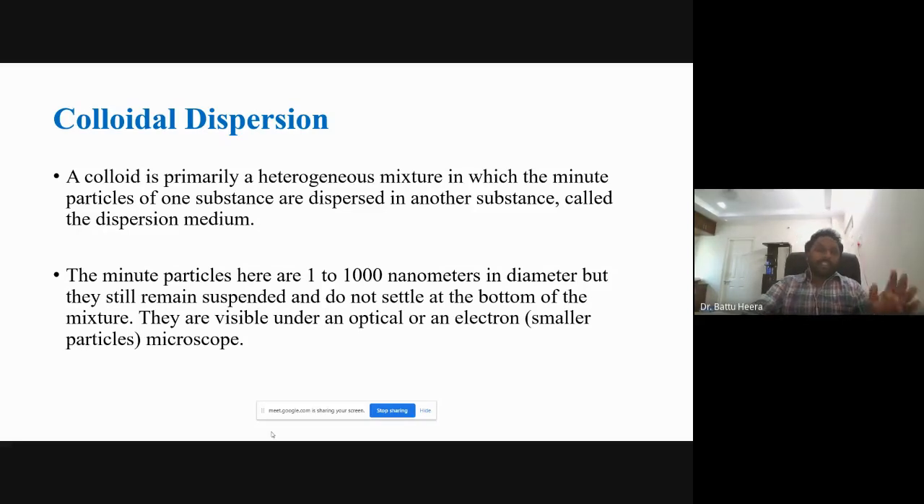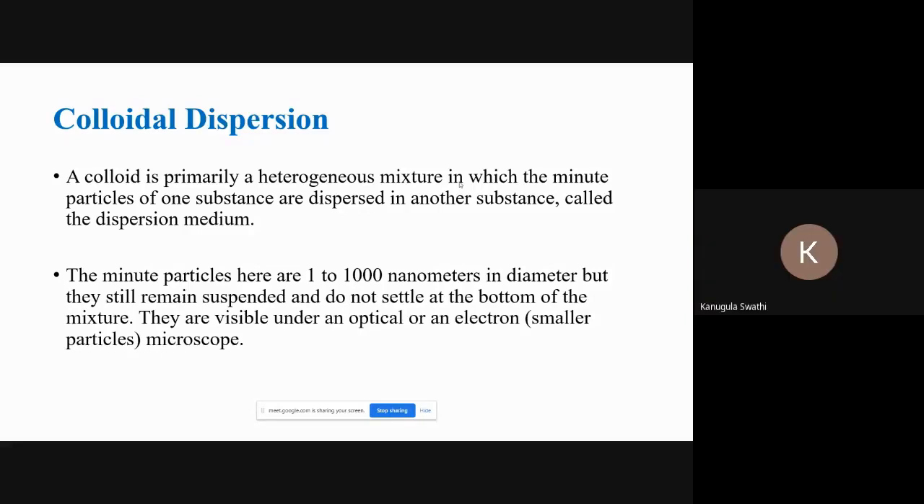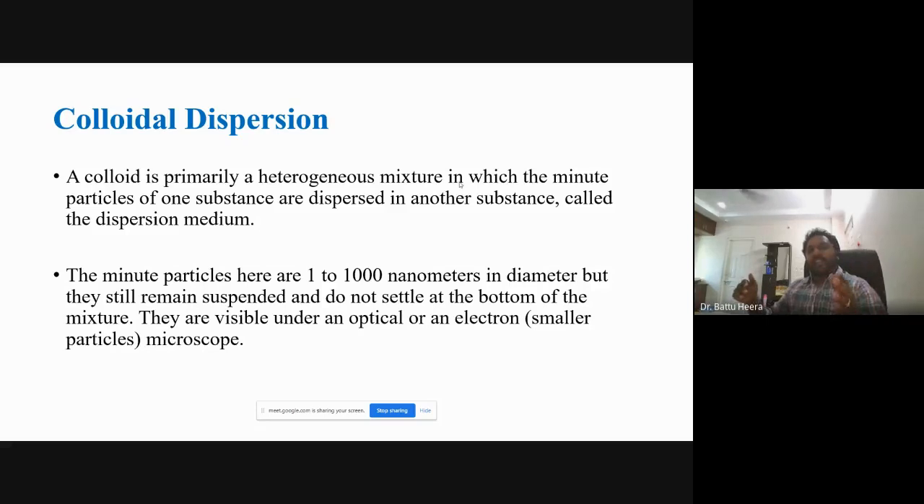So here, see the definition. A colloid is a primarily heterogeneous mixture in which the minute particles of one substance are dispersed in another substance, called the dispersion medium. You know the dispersed phase and the dispersion medium. For example, in a suspension, the solute molecules are called the dispersed phase, and what they are mixed into is called the dispersion medium. In the same way, colloids have a dispersed phase and a dispersion medium. The dispersion medium is the liquid you are taking, and the dispersed phase is the particles distributed in the liquid dispersion medium. Is it clear?